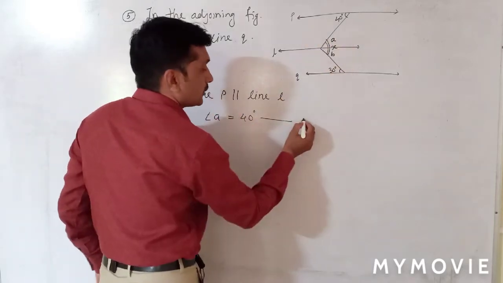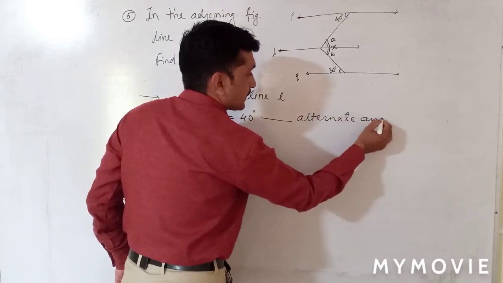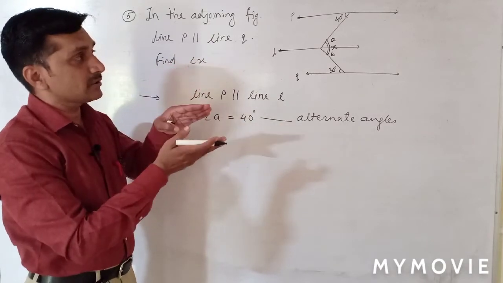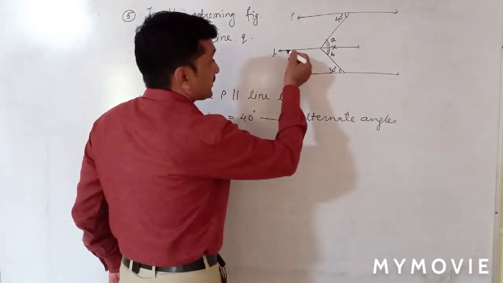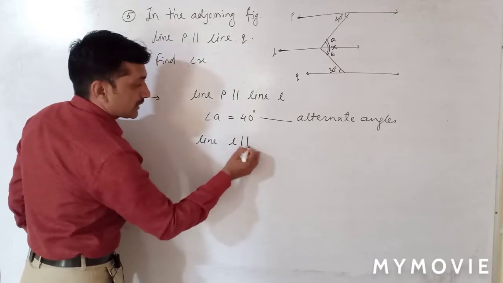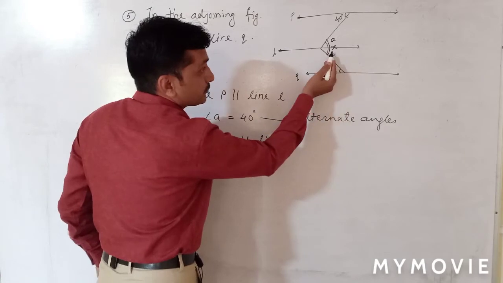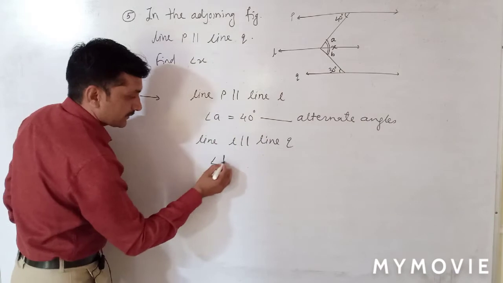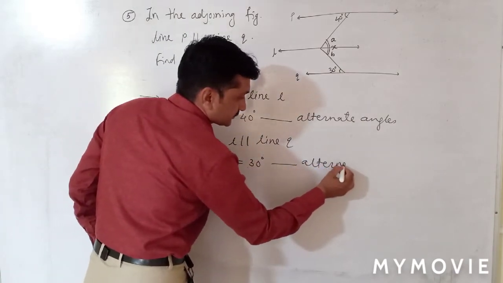Why? These are alternate angles, interior alternate. These angles are lying between the parallel lines and on opposite sides. That's why interior alternate. Now take L and Q parallel. Line L is parallel to line Q. For these two lines, this is the transversal, and here B is equal to 30. Angle B is equal to 30 degrees. These are also alternate angles.